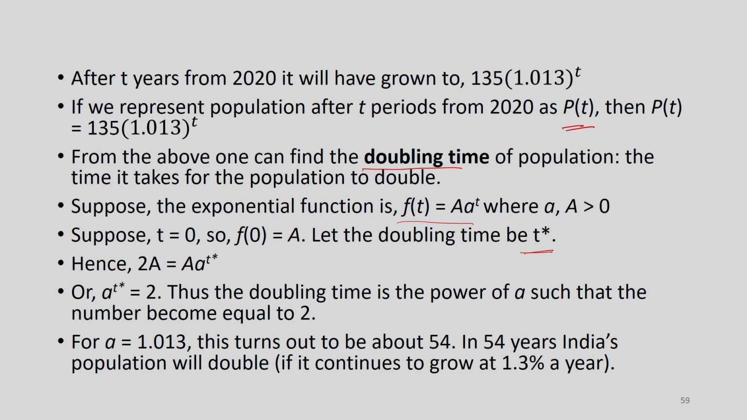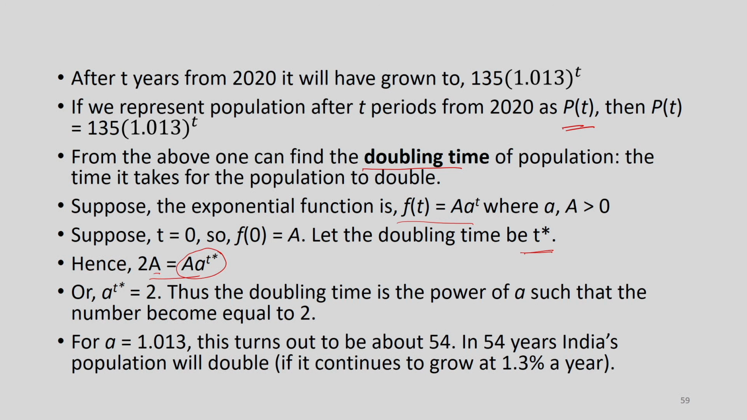So, what does it mean? It means that initially the population was capital A, and after t star the population will be what? It will be this. So, this capital A multiplied by small a to the power t star should be equal to 2 multiplied by capital A, because capital A was the original population. Now, if I use this, then capital A will get cancelled from both sides. So, we are left with small a to the power t star is equal to 2.